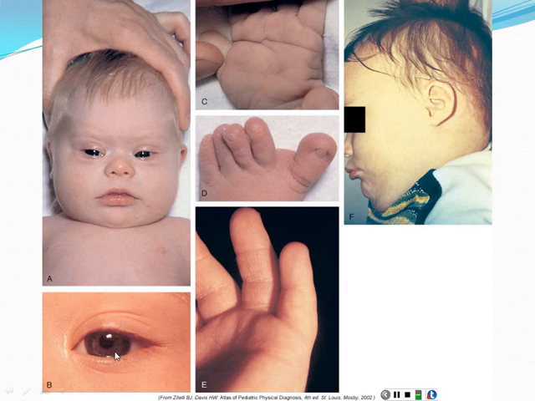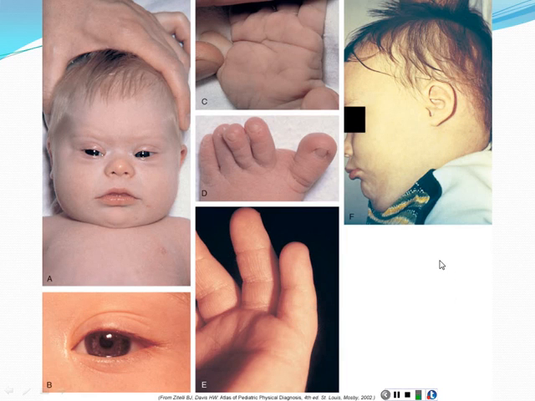Here are those Brushfield spots. Do you see them? Do they project very well? Not really. But you see there are little dots here. And then the last one is, see how short the fifth digit is compared to its neighbor? So these are classic physical findings.